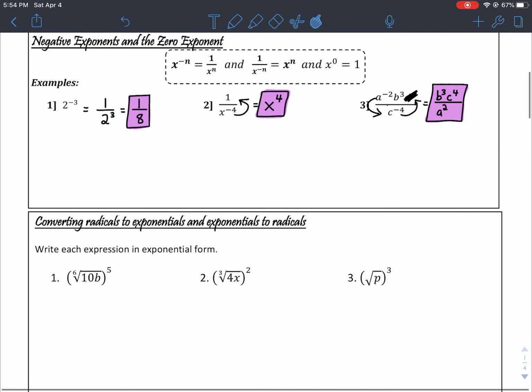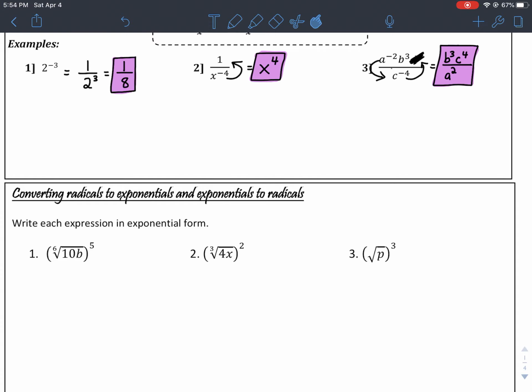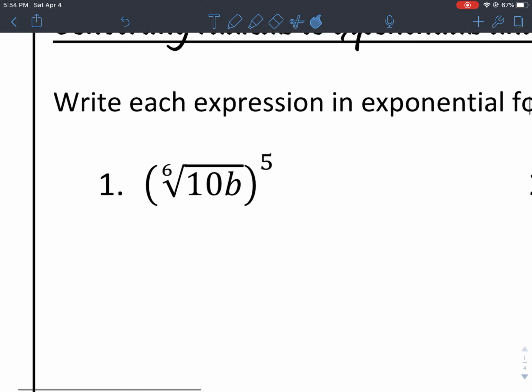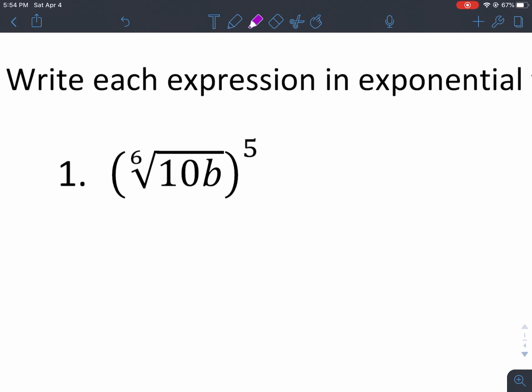Okay, so moving on to the last section for today, we're going to work on converting radicals to exponentials and exponentials to radicals. So this first one is what we call a radical. We have the sixth root here, and we're going to try and write it without that sixth root. It's actually pretty easy. All you do is the index, that's what this is called, of the radical, becomes the denominator of the exponent, and the 5 stays.